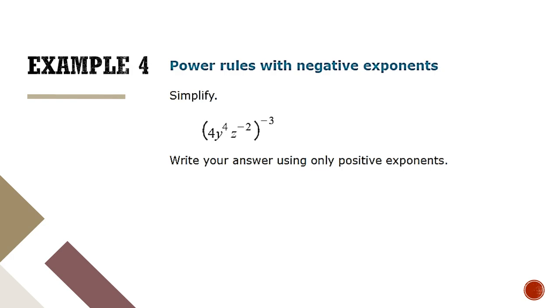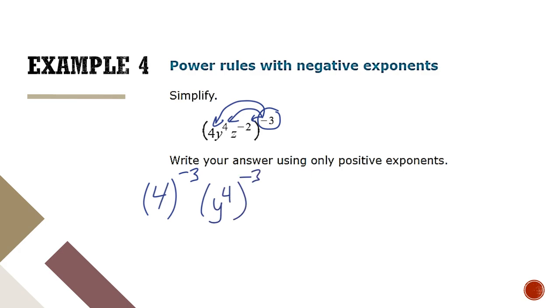So let's do an example. So again, we're going to take this, and this distributes to all of them. So let's write it that way. So it's 4 to the -3rd. Remember, I like putting everything in parentheses because we're taking a power to a power here. So it is important to have that.